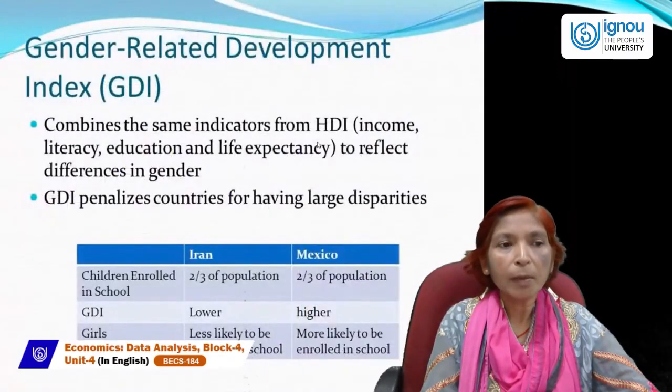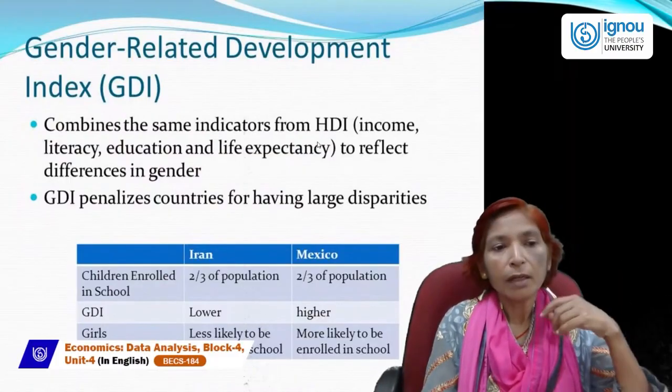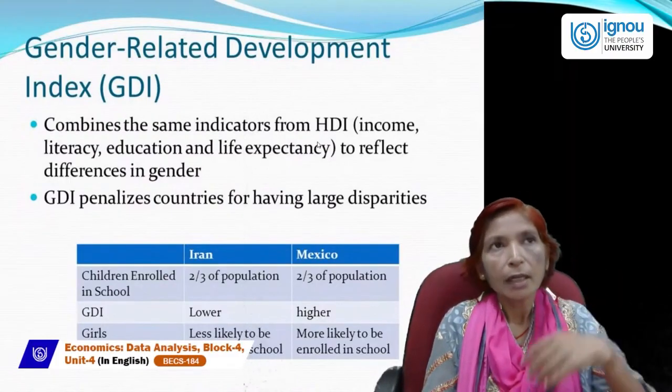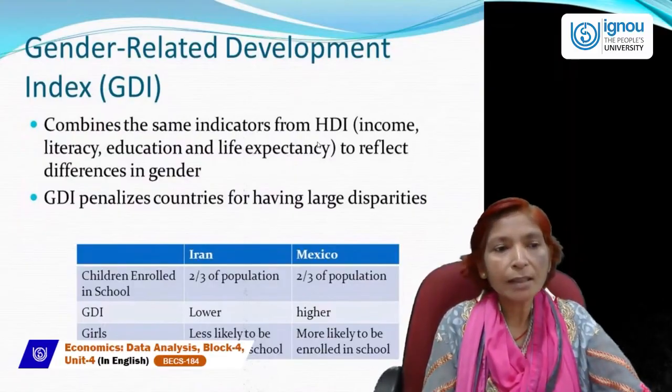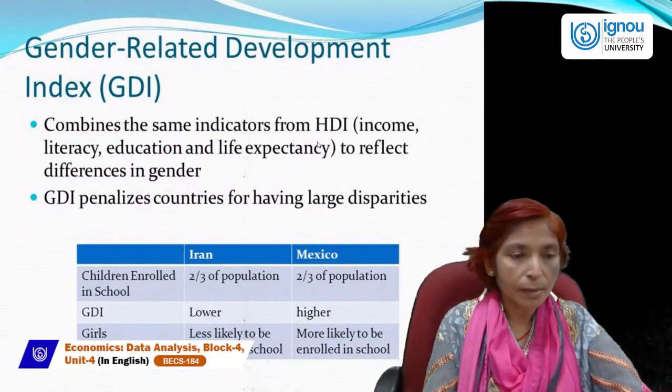Next is the gender related development index. How can we estimate it? It combines the same indicators as HDI, like income, literacy, education, and life expectancy, to reflect differences in gender. GDI is the gender development index. Here G denotes gender, but in GDP it denotes gross.